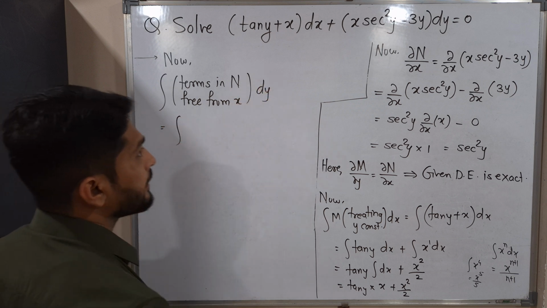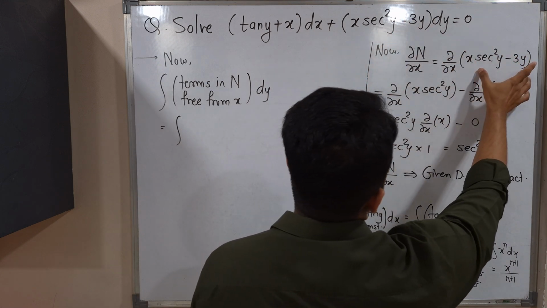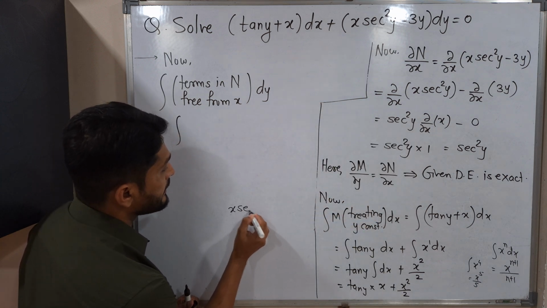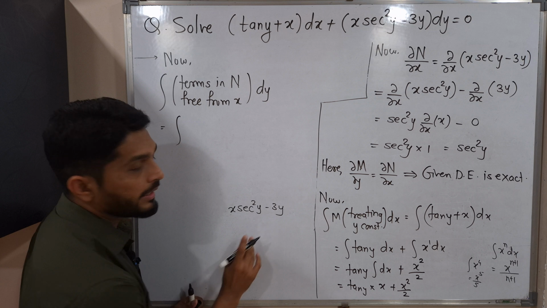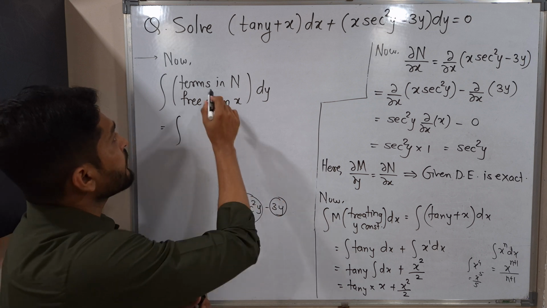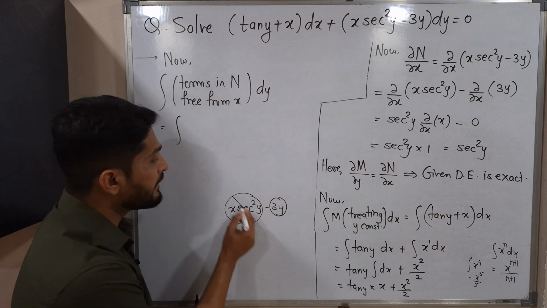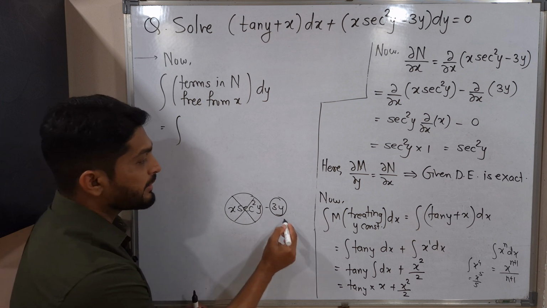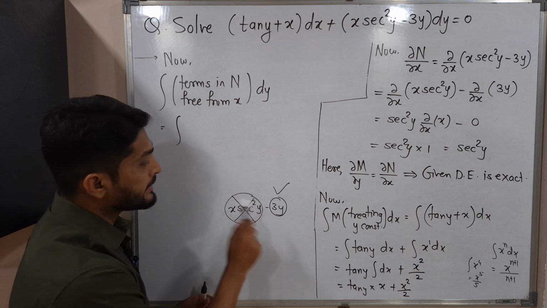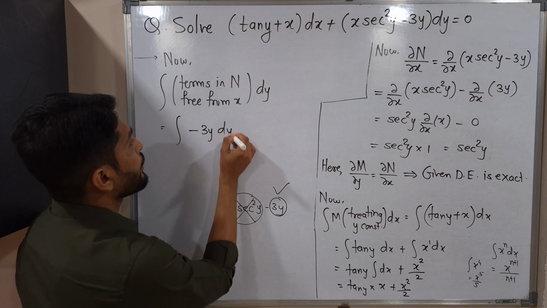Terms in n. Where is my n? My n is here, you can see, or here I have written the same n. What is my n? I will write it here so it will be easily visible for you: 3y. So this is my n. How many terms are there? First term and second term. We want terms in n free from x. There should not be any x. In the first term there is x, so I will not take this term. In this term there is no x, so I will carry this term here. But it has a minus sign, so I should write here minus 3y, and integration with respect to y.